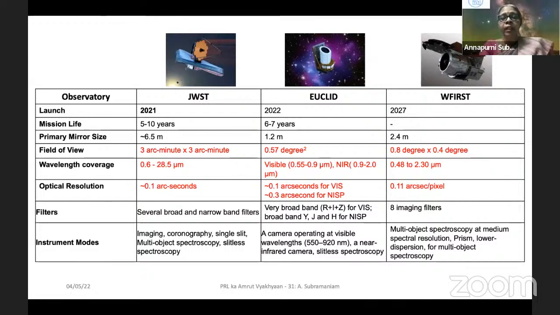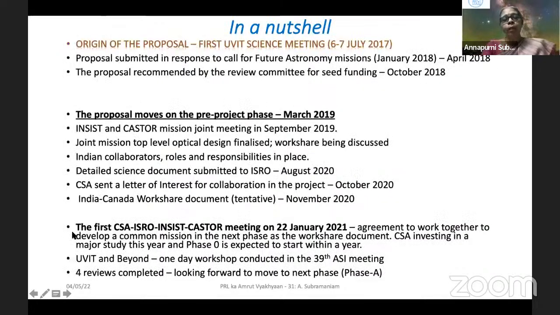We have JWST, we will have Euclid and WFIRST coming. They are all in the infrared regions. There is nothing coming in the UV region, where India has the advantage of already operating a telescope. There is nothing on the international scene, or at least nothing approved and ready to go, or rather being built as of now.